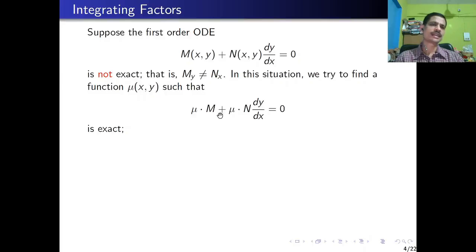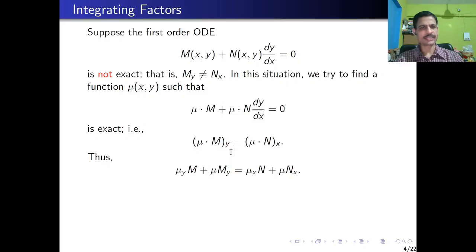Now suppose such an integrating factor exists, then mu M plus mu N dy by dx equal to 0 will be exact. So if it is exact, then the y derivative of mu times M should be equal to the x derivative of mu times N. Simply taking the derivative, we get the y derivative of mu times M plus mu times the y derivative of M is equal to the x derivative of mu times N plus mu times the x derivative of N.